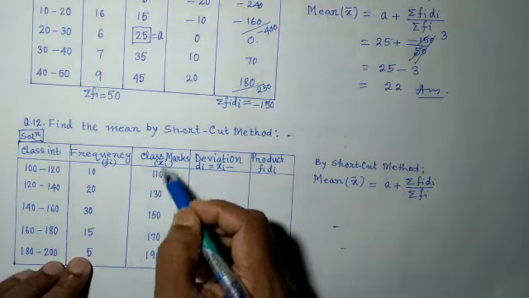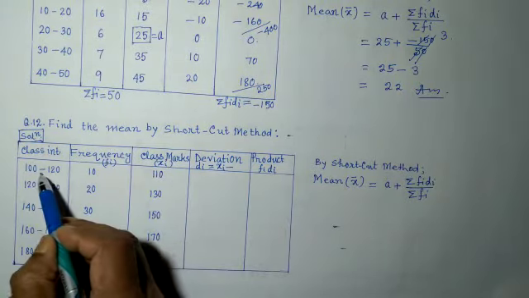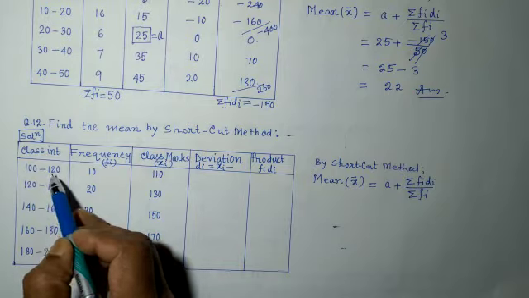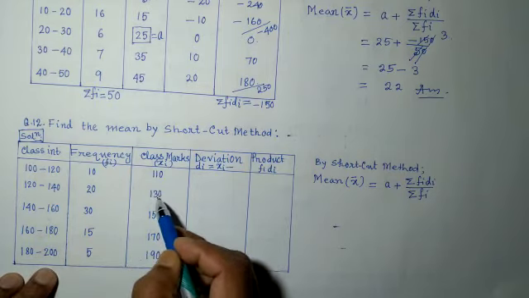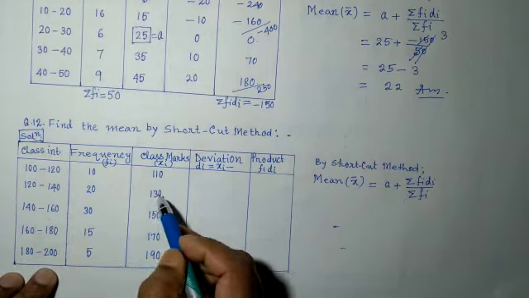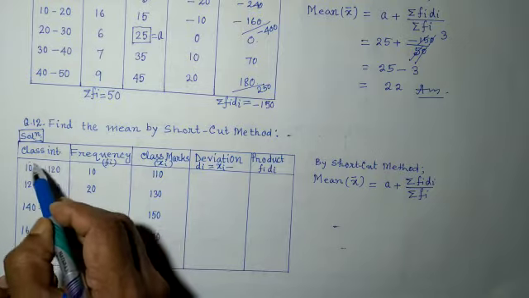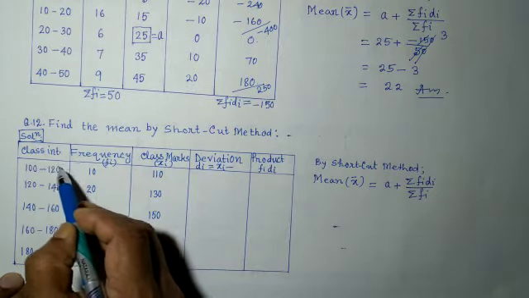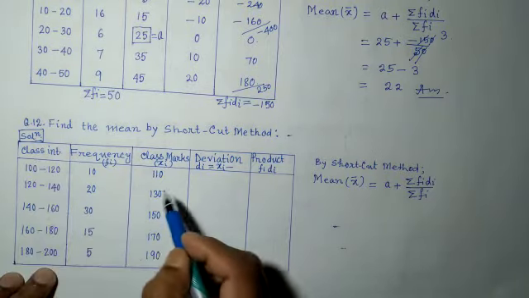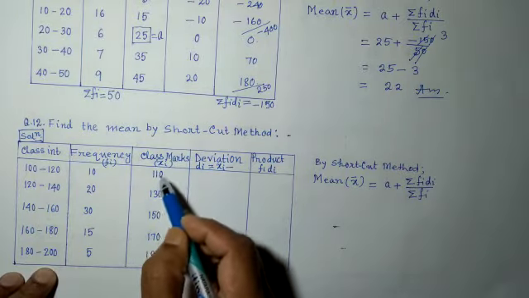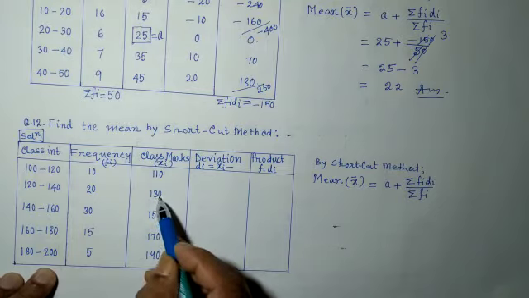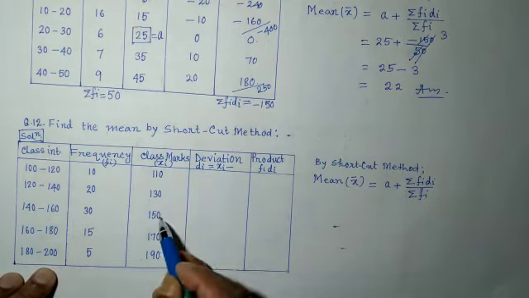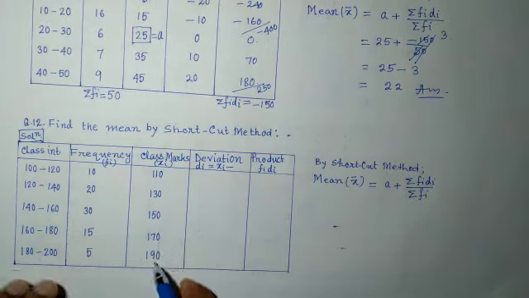See again, quickly, 100 plus 120 add 220, divide by 2, it is 110 mentally. And then to get the next class mark, how do we do it? 120 minus 100, we get 20. The 20 is called the class size. We will add it to the first class mark, 110 plus 20, here is 130, plus 20 is 150, plus 20 is 170, plus 20 is 190.